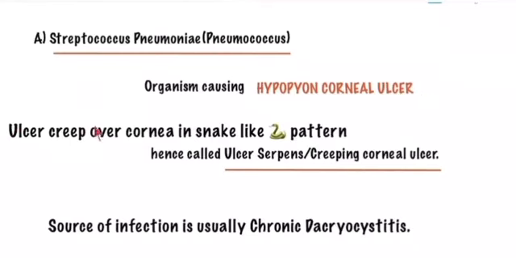And talking about the ulcer of S. pneumoniae, the ulcer will spread over the cornea in a snake-like pattern. So it is known as ulcer serpens or creeping corneal ulcer. Unlike other ulcers which do not have this kind of name, Streptococcus pneumoniae has a specific name because this ulcer will creep over the cornea in a snake-like pattern. And the source of infection of this pneumococcus is mostly following chronic dacryocystitis.